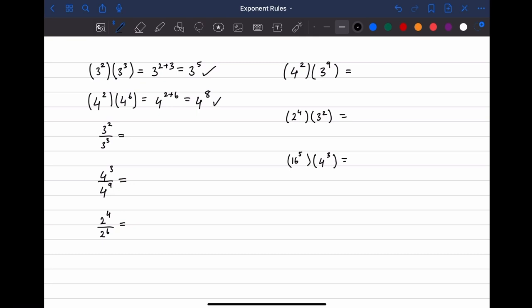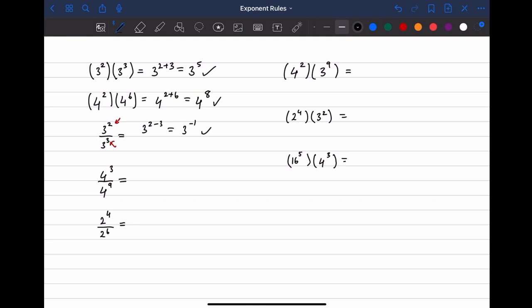For these next ones, it's division. So what we learned before is that if it's division and it's the same base, we can subtract the exponents. So this would be 3 to the power of 2 minus 3, because 2 is on top and 3 is on the bottom. So 2 minus 3, which is equal to 3 to the power of negative 1. You might think, oh, it's a negative number. That's wrong. It's actually not. All this works for negative numbers, just like it works for positive numbers.